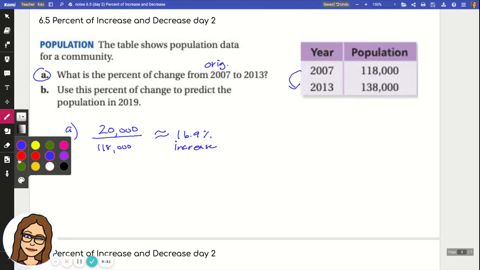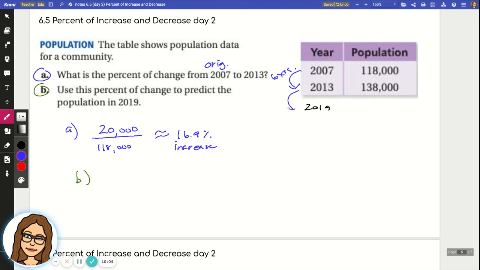Now, part B says use this percent of change to predict the population in 2019. Well, if we wanted to make this 2019, we could look at our table. I know from 2007 to 2013 was 6 years, and in 6 years the population increased 16.9%. Well, this is another 6 years, so we can predict that it's going to increase another 16.9%.